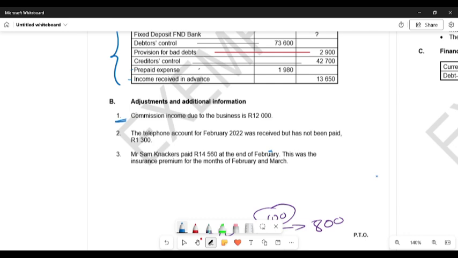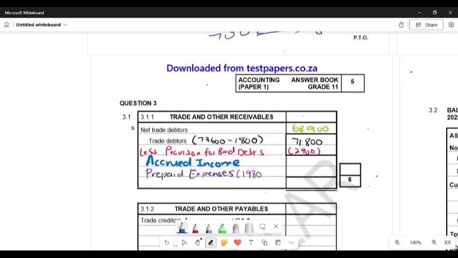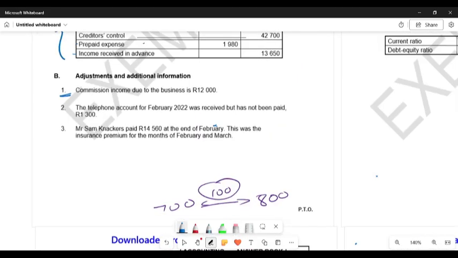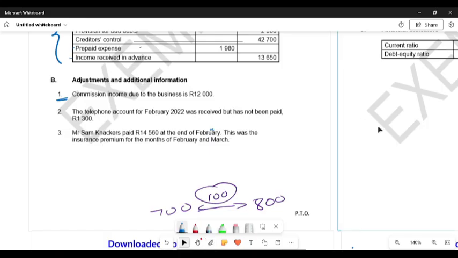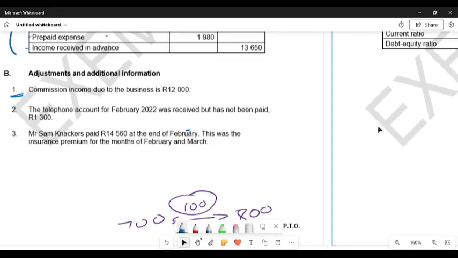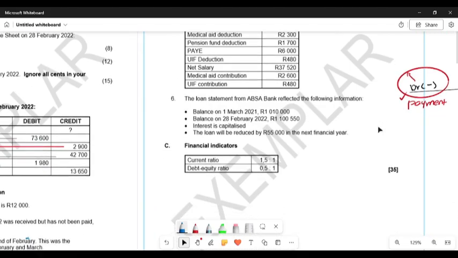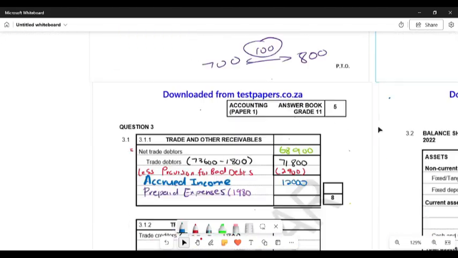It is due to us. It is accrued to us. So as a result, this 12,000 would be my accrued income, right? So accrued income would be 12,000. But before, let me just see if there's any other transaction that has to do with income being accrued from here. So let me just do this. So it's telephone. Okay, that is the only transaction that has to do with accrued income.